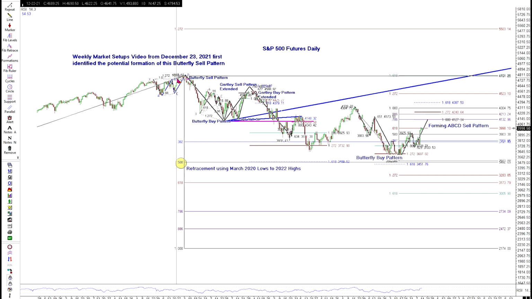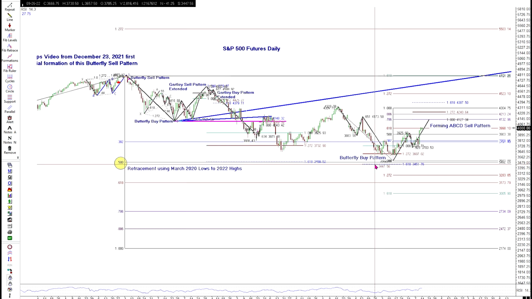Some of you that followed have seen this before, but there was a big butterfly sell pattern that completed late December, early January, prior to the sell-off. And then I've just marked in some of the other patterns that have formed. This is a butterfly buy. Here's a Gartley sell pattern. Here's a big ABCD buy pattern. Recently, we had a buy pattern right at that 50% low. And so now this is the pattern that I'm monitoring.